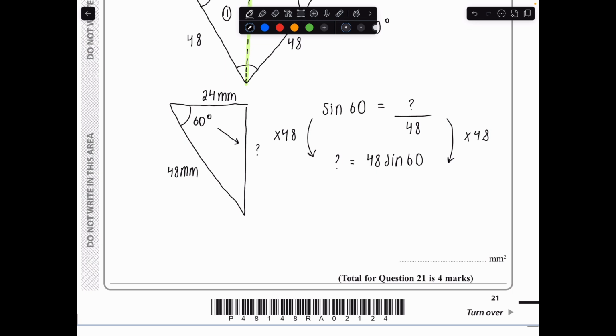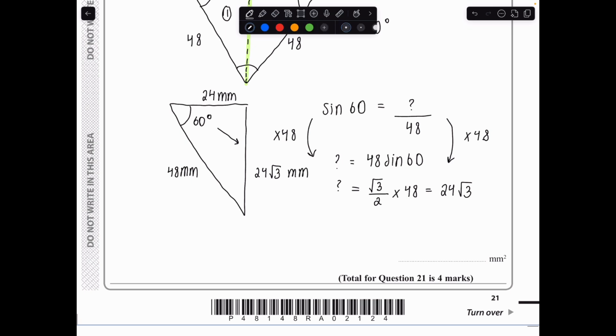Now, what is sine 60? So from our knowledge, we should know that sine 60 is a particular value. But what could it be? Now, when it comes to sine 60, you could use many different ways to remember it. Personally, I like to just memorize it. So sine of 60 is just root 3 over 2. And that is getting times by 48. And that simplifies down to 24 root 3. So our unknown side is 24 root 3 millimeters long.